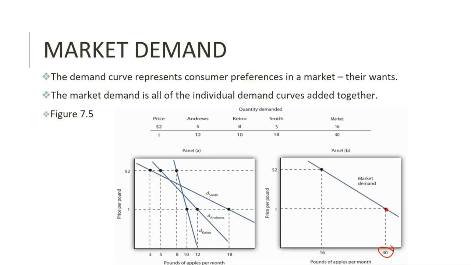Each individual consumer has their own demand, has their own preferences. We could see that Kano likes a similar amount of apples, whether they're $1 or $2, whereas Smith likes way more apples when they're $1 compared to $2, and then Andrews is kind of in the middle.